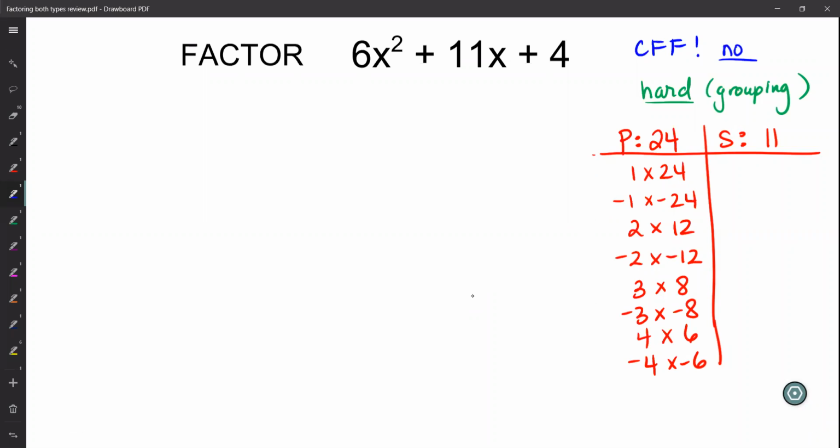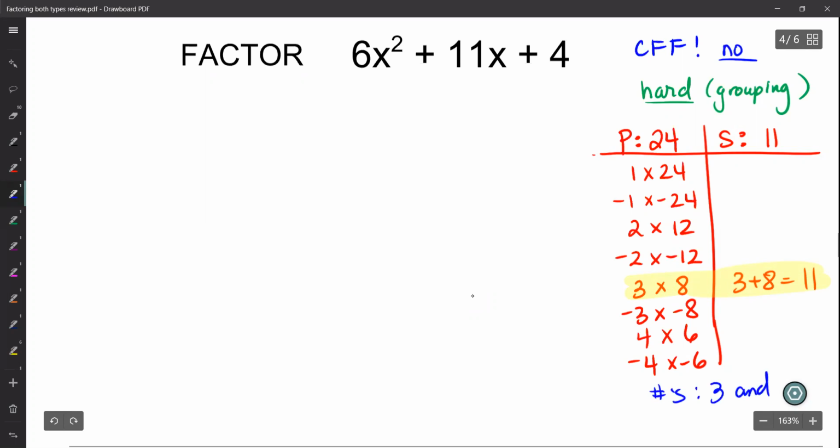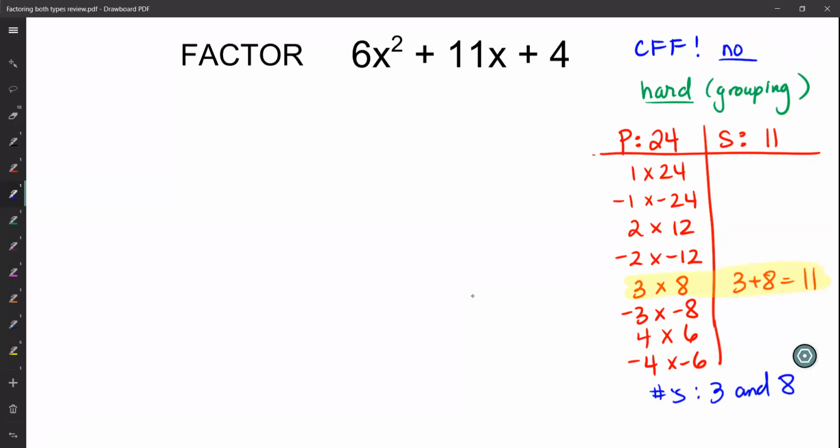Are there any options that you see that will add to 11? 8 and 3. 8 and 3 works, yes. So 3 plus 8 equals 11. So this must be our group of numbers. Okay, so our numbers are 3 and 8. Now, this is the scenario where we can't simply just put them into brackets. We have to split that middle term up into 3x and 8x.